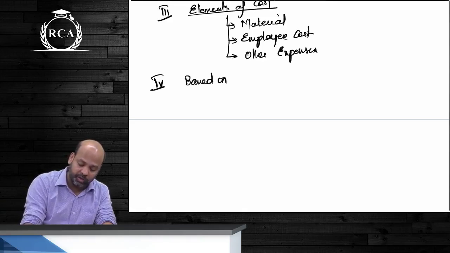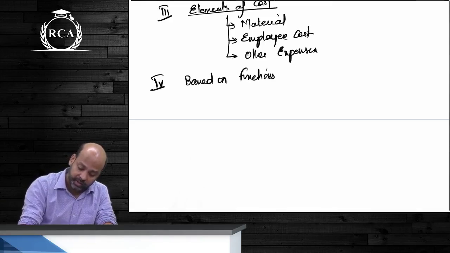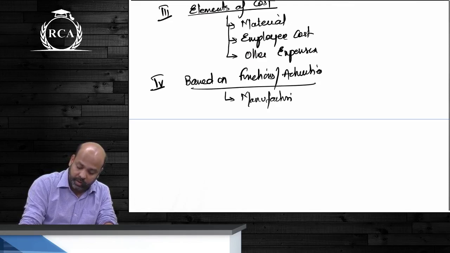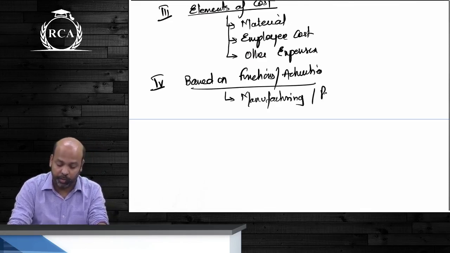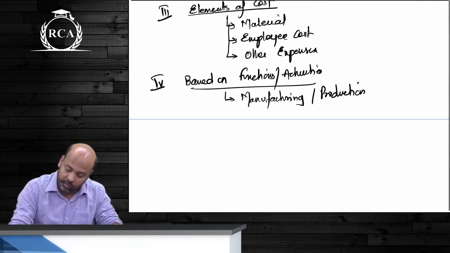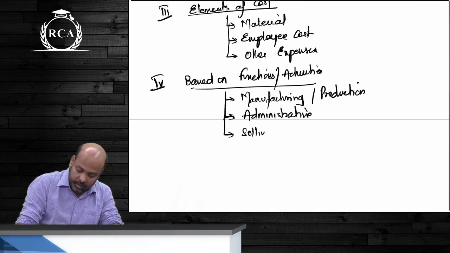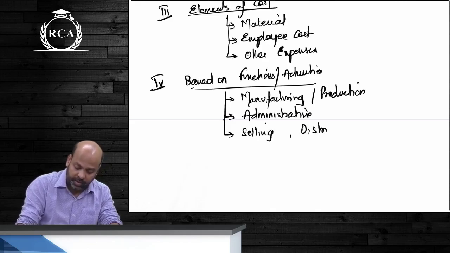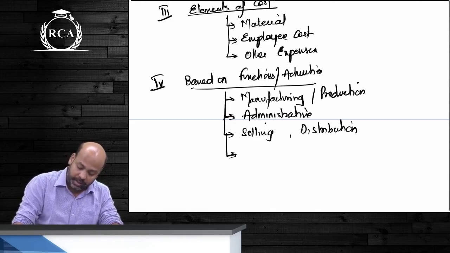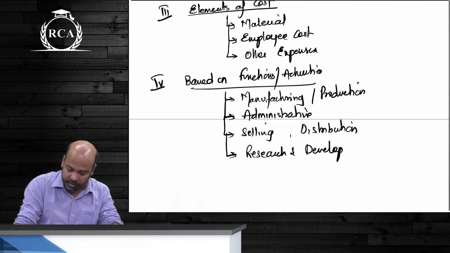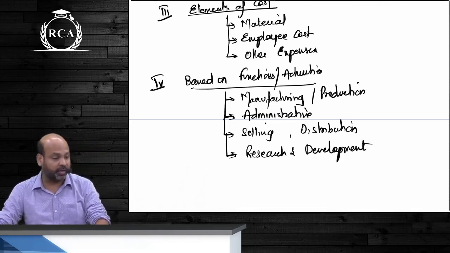Based on the functions or activities that we undertake, we divide the expenses into manufacturing expenses, manufacturing or production, whatever term you would want to use. And then there will be administrative expenses, selling expenditure, distribution expenditure, and then there will be research and development expenditure. This will all depend on the functions or the activities that we undertake.